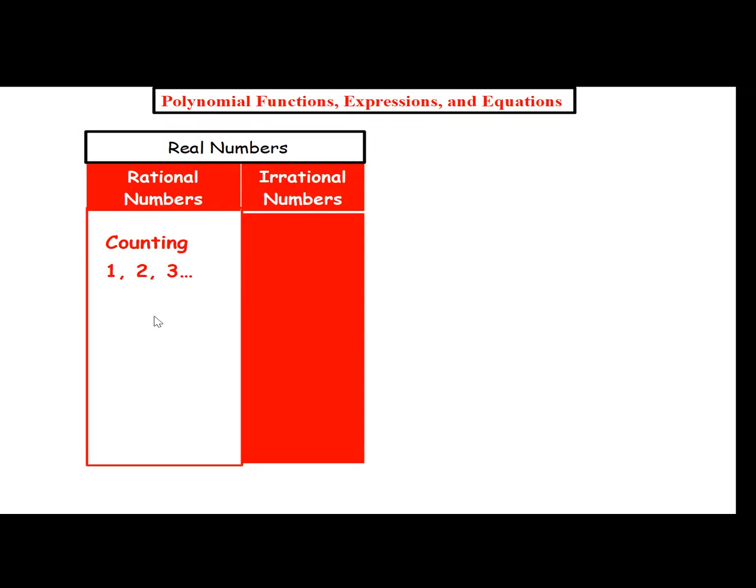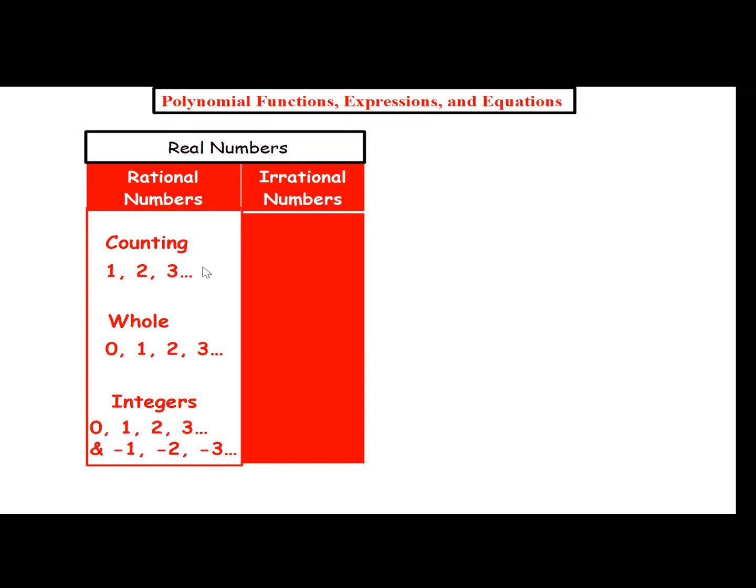From there, the next category is known as whole numbers. What are whole numbers? Well, they are counting numbers, but including 0. And the last category of rationals are known as integers. What are integers? Well, all the whole numbers, but including their opposites. So now it's going to include all the negatives. All right, so all these are rational.